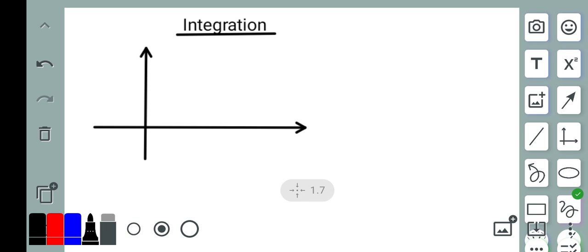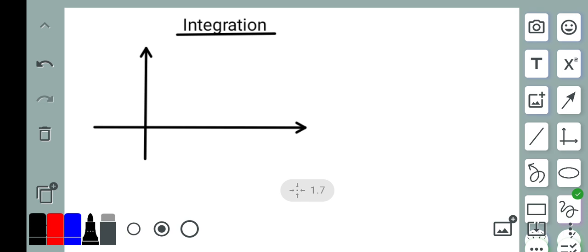Integration. Basically, in today's class, we are going to be looking at the theory of integration and many things that might not be captured in a normal calculus class or a normal integration class in a normal school setting. But today we are just going to look at some of the few things that integration is all about.